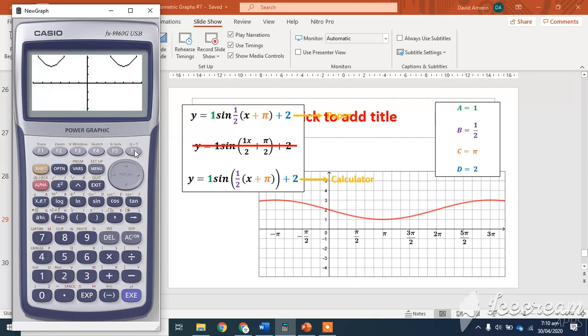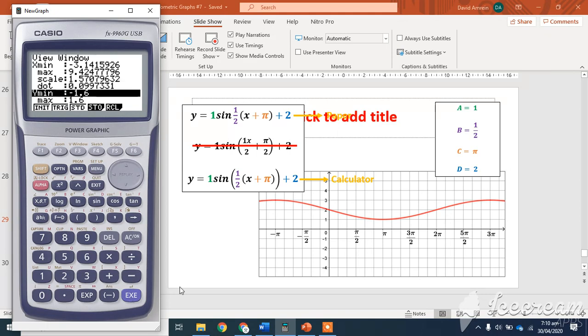Now I'm going to draw my graph. Now, if you can't get a very good look at the graph here, like me, it's because your settings are not set up the same as what's on this graph here. So I'm going to go into F3, which is my view window, and change my X and Y settings. So on my X-axis, my minimum value I'm going to go is negative pi, so shift exponent, negative pi. And my maximum is 3 pi, so I'm going to type in 3 pi.